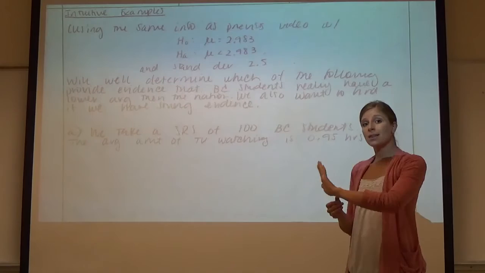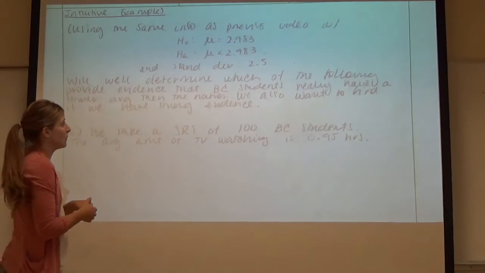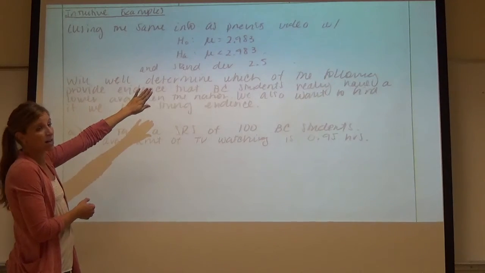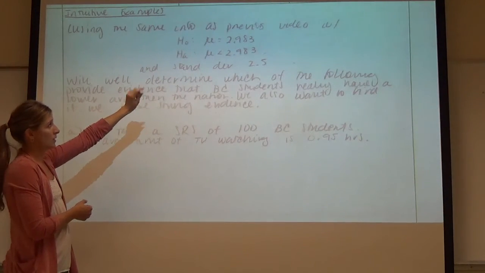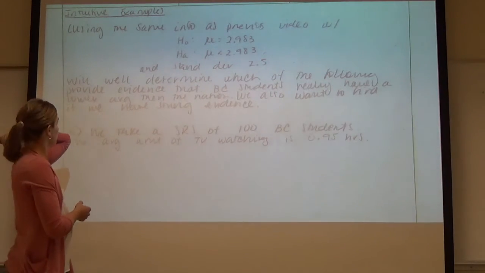Okay, so first we're just going to think about all these ideas intuitively, and remember in the last video we ended with the example where we had a null hypothesis that the mean was equal to 2.983, an alternative that the population mean was less than 2.983, and then we had a standard deviation of 2.5.